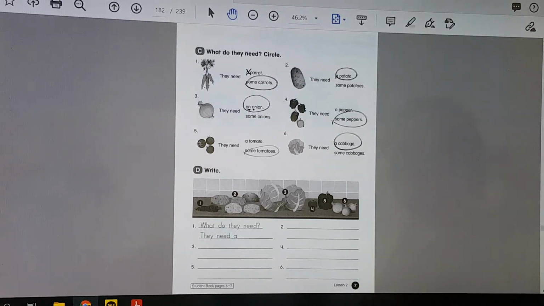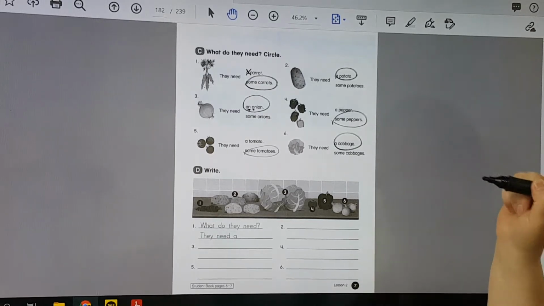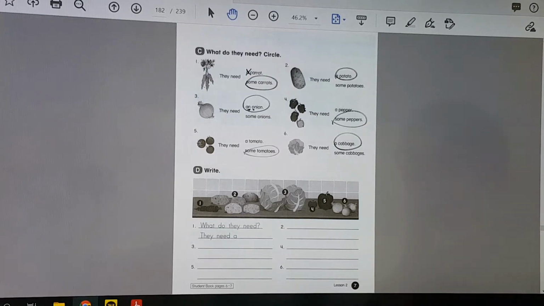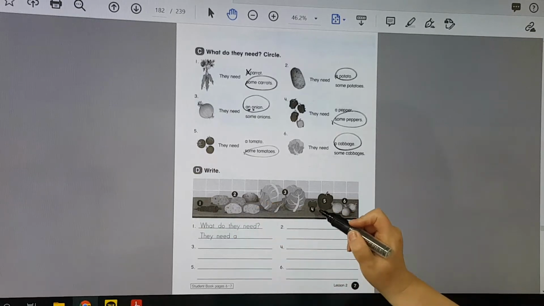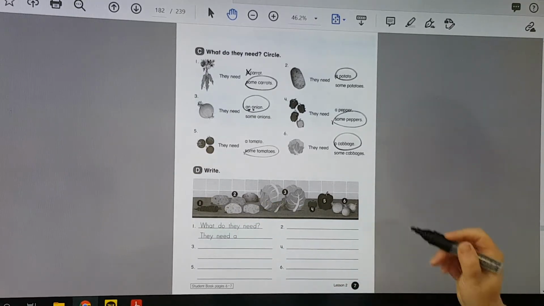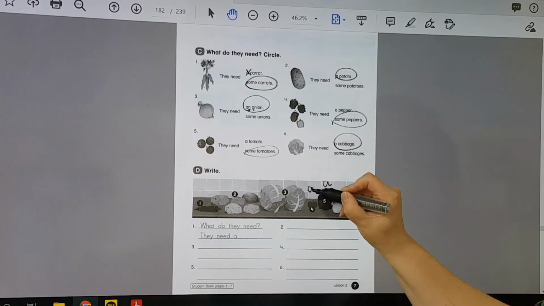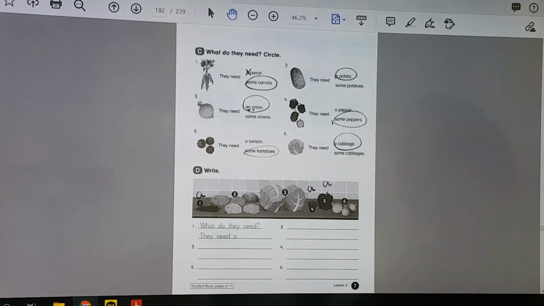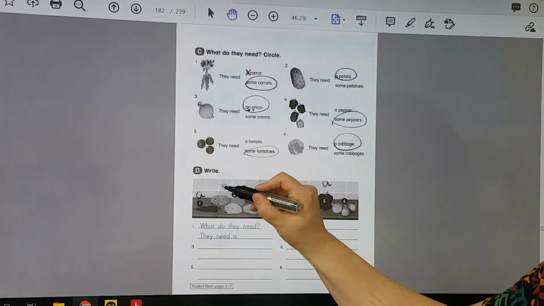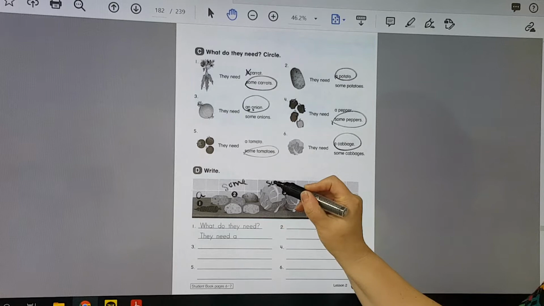What is that? It's a tomato. Only one tomato. Number 5, what is that? It's a pepper. Very good. Number 6, what are those? They are onions. So we know with carrot, tomato, pepper, there's only one. So we're going to use the word a. But with potatoes and cabbage and onions, there are many. So what word do we need to use? Some. Very good. We're going to use the word some.